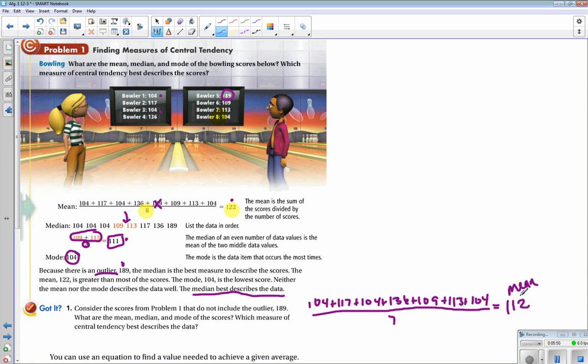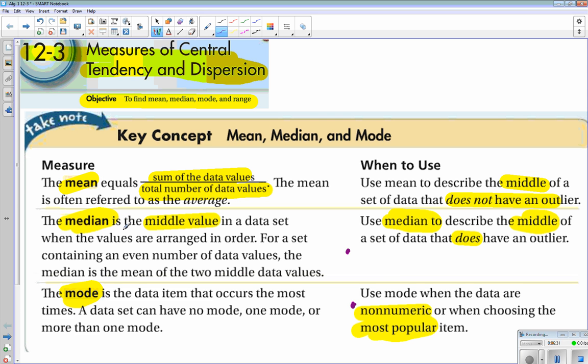So which measure of central tendency best describes the data? The mode is still going to be 104, and then let's take a look at what our median is going to be. When we line them all up, the median is 109. So the median is the middle value, and it's used to describe the middle of a set of data that does have an outlier. So in our case, the mean is going to be the best number without the outlier.